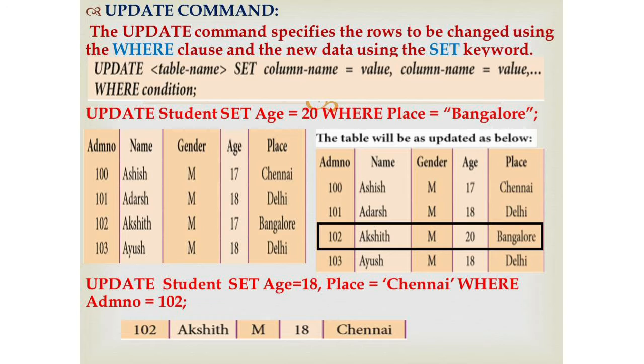To update multiple fields, multiple field assignments can be specified with the SET clause separated by a comma. For example, UPDATE student SET age = 18, one more change you can also do by using this comma, place = Chennai, WHERE admission number = 1 or 2. So, whose admission number is 1 or 2, here Akshit, his age will be changed to 18 and place also changed to Chennai. The same record's age will change to 18 and the place will change to Chennai.